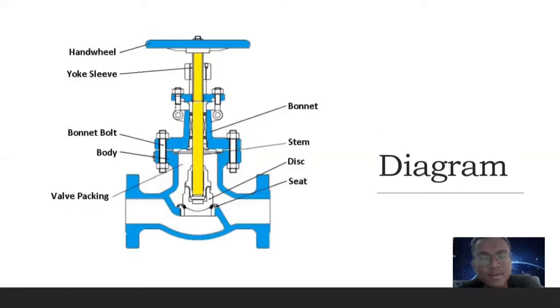And then this is the diagram of the flow control valve, which contains hand wheel, wheel sleeve, bonnet bolt, body, valve packing, bonnet, stem, disc, and seats.